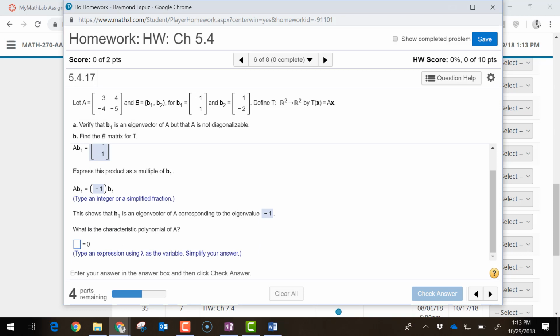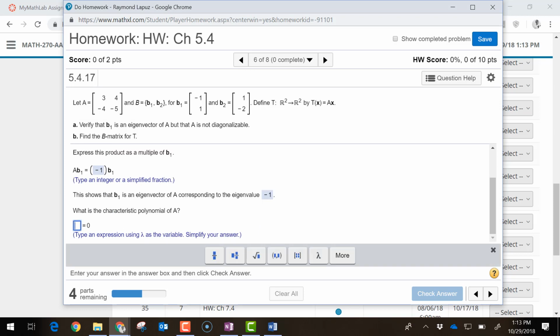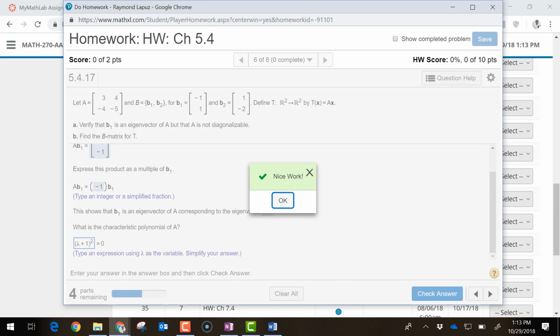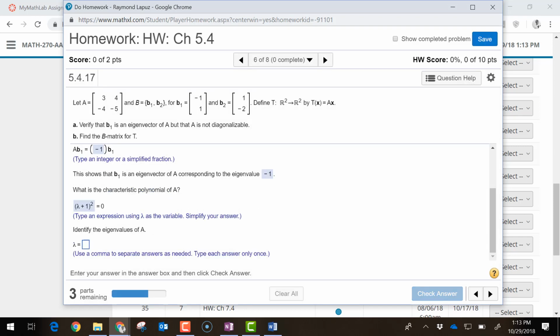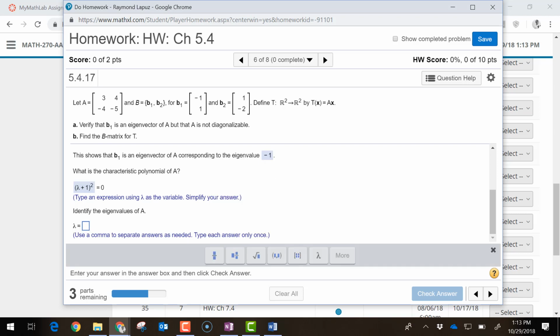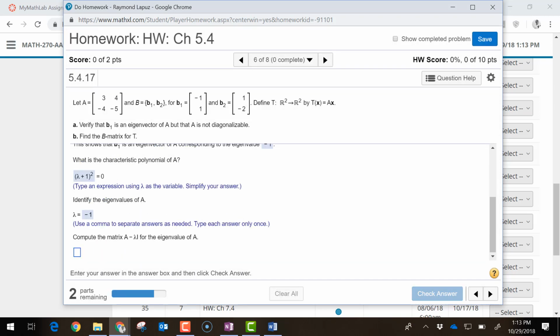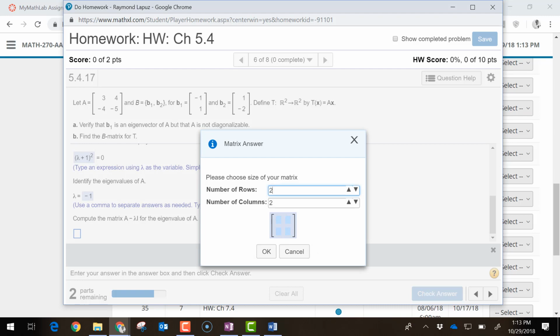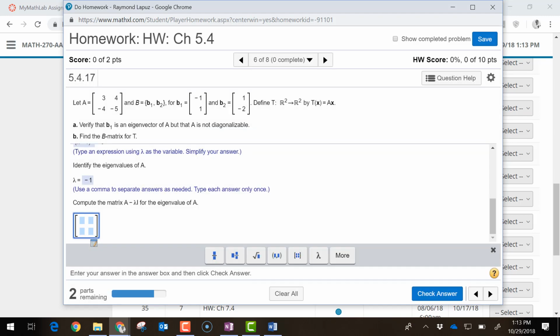And then the characteristic polynomial was, this is the one with the lambda, lambda plus 1 squared, or lambda squared plus 2 lambda plus 1. Is that it? Oh, lambda is equal to -1. Boy, this is a lot of steps. Compute this matrix. We got this too. I mean, we went through the same thing, right? What was it? 4, 4, -4, -4.